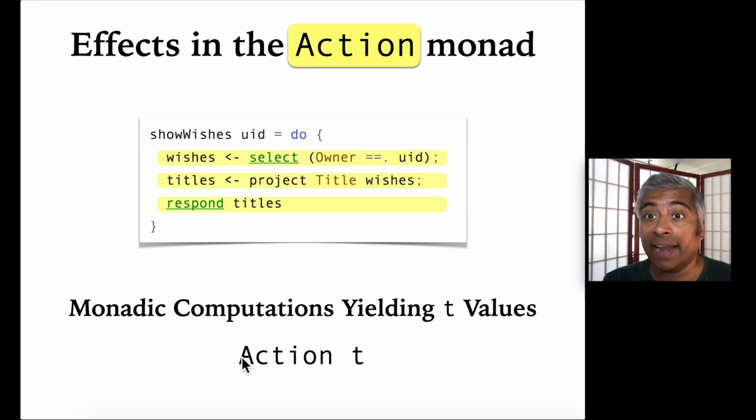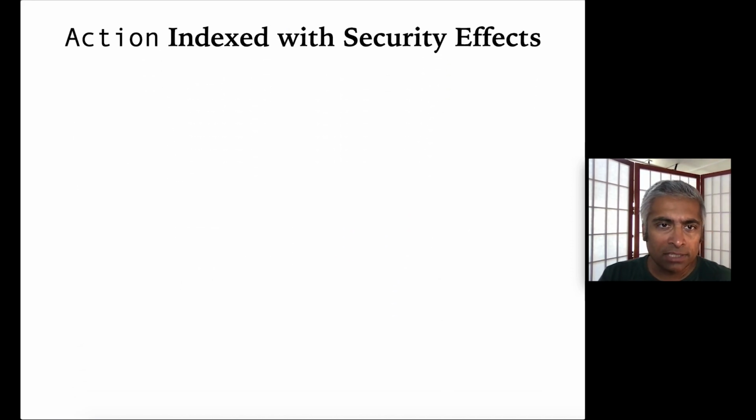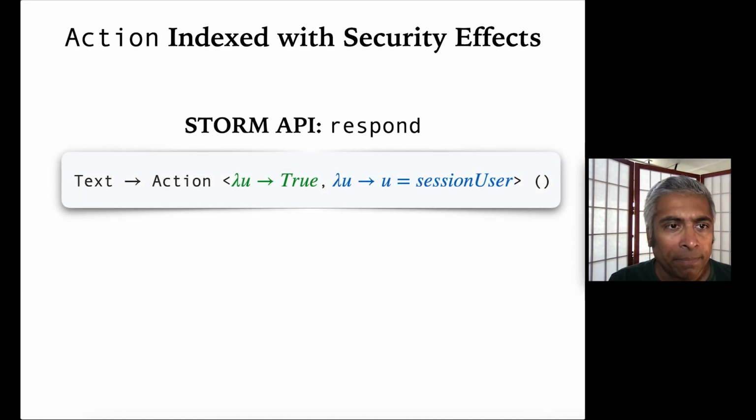So I'm going to call that an action of t. But now I'm going to take this plain old action, and I'm going to refine it. I'm going to index it with these security effects, okay? One refinement for the authorizees, shown in green, and a separate refinement for the observers, shown in blue. So let's look at some concrete examples in the API, just to build up an intuition.